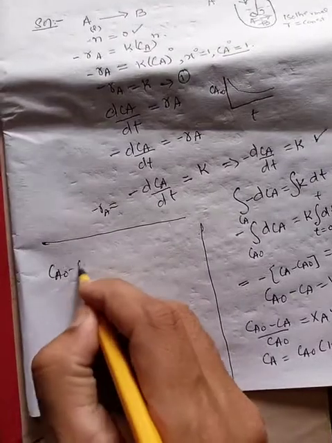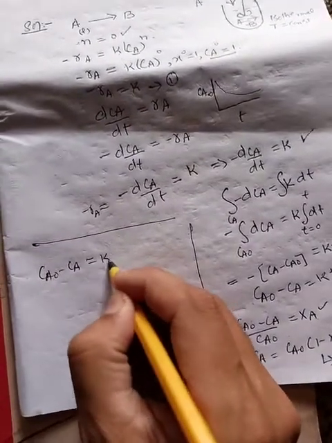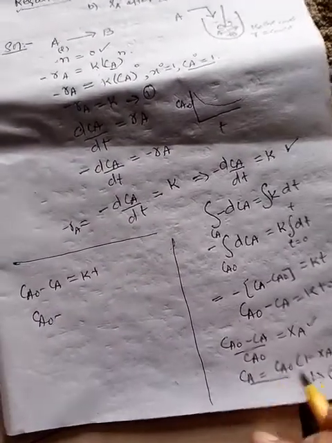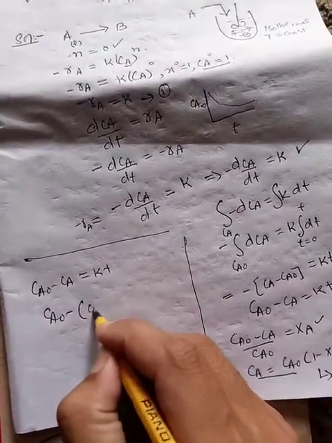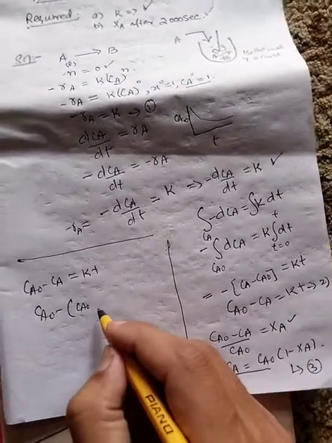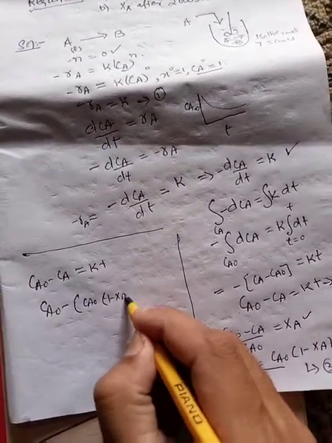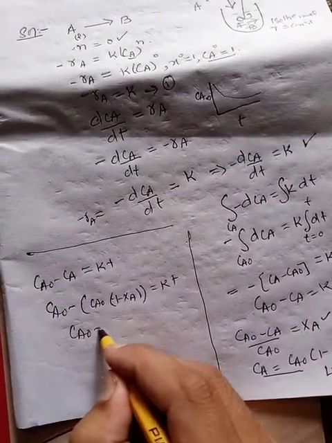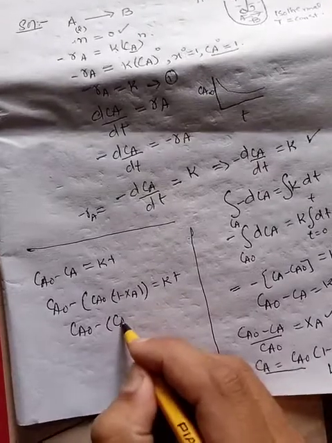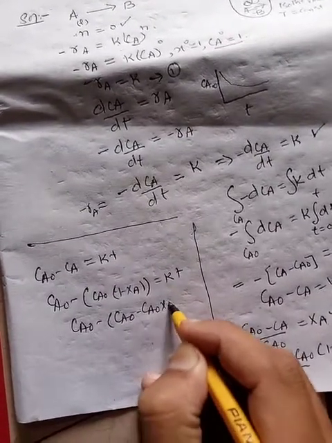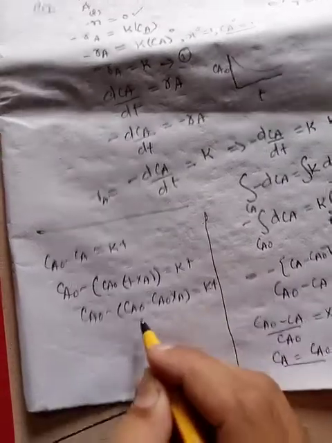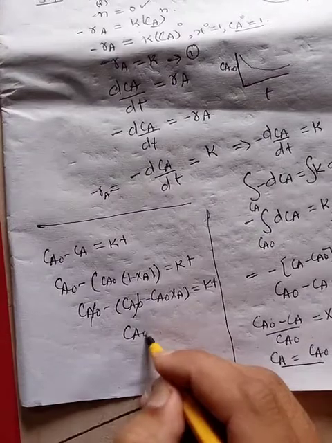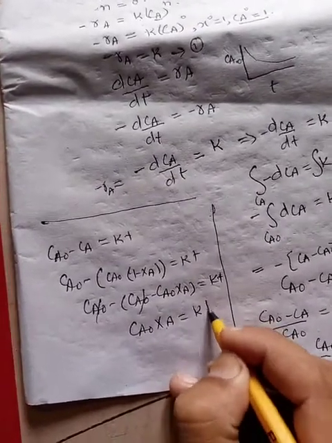Ca0 minus Ca is equal to Kt. In place of Ca we will write Ca0 into 1 minus Xa, is equal to Kt. After simplification this will be Ca0 minus Ca0 plus Ca0 Xa is equal to Kt. So this Ca0 will cancel, and Ca0 into Xa is equal to Kt.